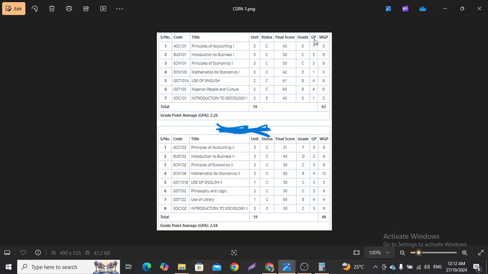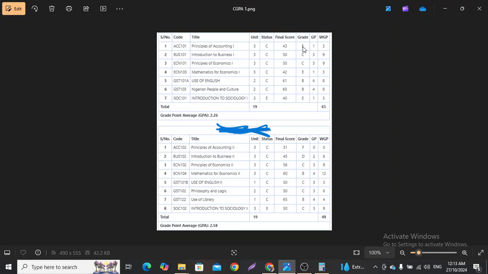There is what we call the grade point for every grade that you earn. If you earn an A, 5 is attached to it. If you earn a B, 4 grade point is attached to it. If you earn a C, 3 grade point is attached to it. If you earn a D, 2 grade point. If you earn an E, 1 grade point. And if you earn an F, 0 grade point is attached to it.